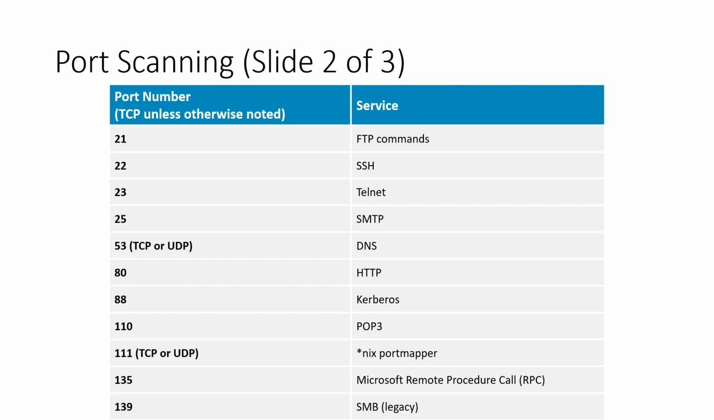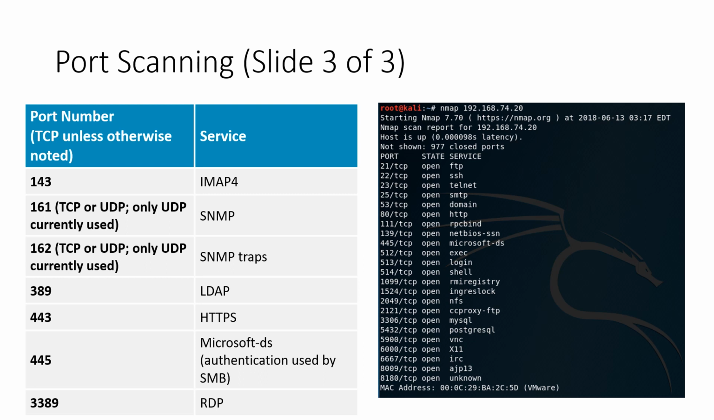Kerberos is port 88. POP3, which is email, is 110. And the next, port mapper, is 111. RPC is 135. SMB, which is a legacy shared protocol, Server Message Block, is using 139. And then I have another list here for the ports that you need to take note of. Again, you need to memorize this for the Security+ certification exam.